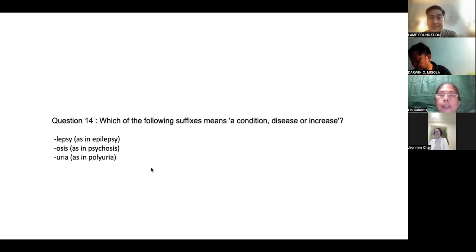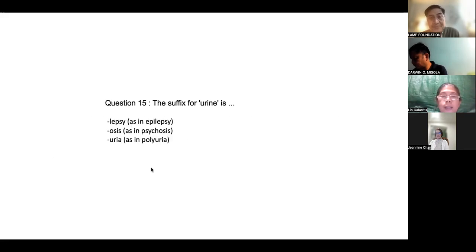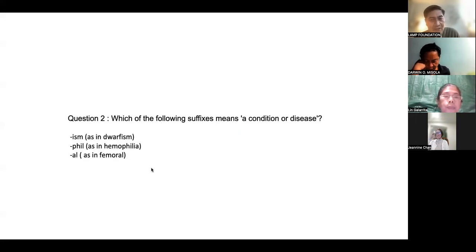What does the suffix "logi" as in hematology mean? The study of. Which of the following suffixes means a condition, disease, or increase? Osis as in psychosis. The suffix for urine is? Urea as in polyuria. What does the prefix "brachii" as in brachium mean? Of or relating to the arm. Which of the following suffixes?